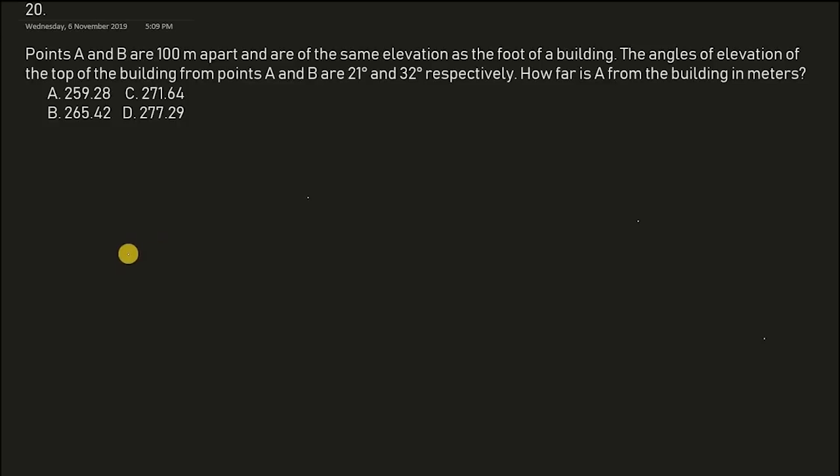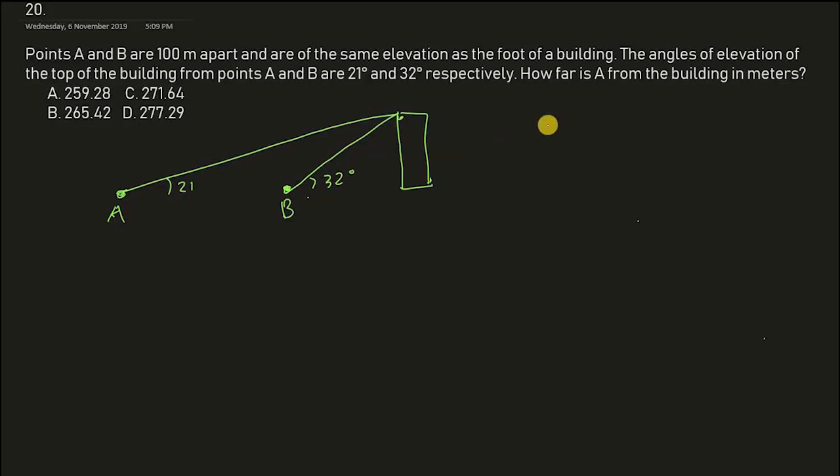So, meron tayong dalawang point na A and B. This is point A and this is point B. Are apart and are the same elevation as the foot of the building. Ibig sabihin, may building tayo dito. Same yung kinalalagyan nila sa foot ng building. The angles of elevation from the top of the building to points A and B. Okay, so meron tayong angles of elevation. Yun, are 21 angles of elevation. Ibig sabihin ito, 21 and 32. 21 and this is 32 degrees.